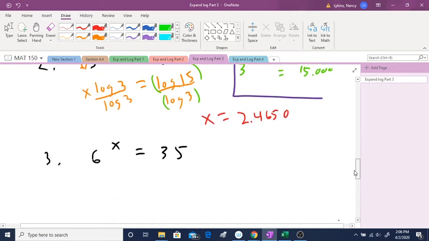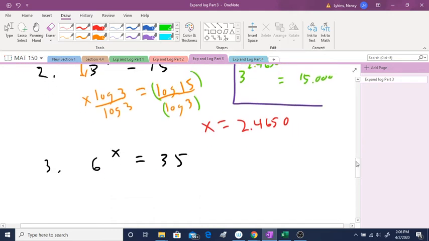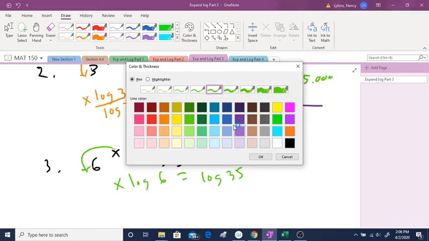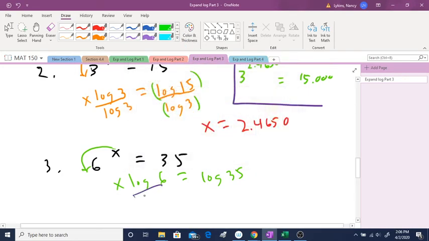Number 3. Now, going back to our first video, I left you when I was going from exponential to logarithm and logarithm to exponential. I left this saying we would come back to it. Now this is the point. So now what we can do is bring the x down and say x log 6 equals log 35. Then what I want to do is divide by log 6.